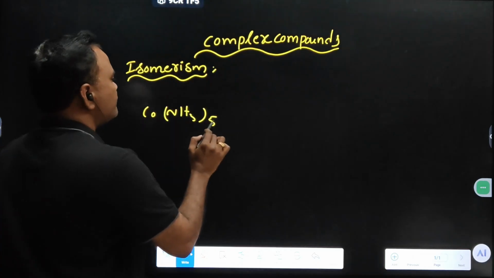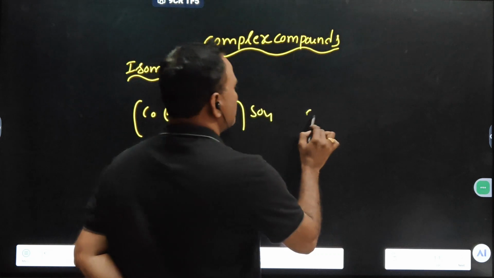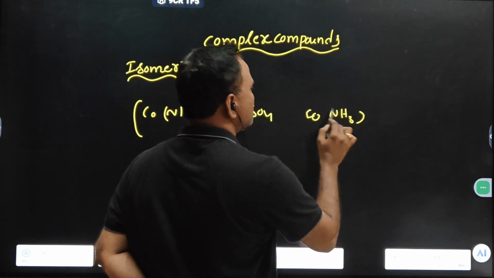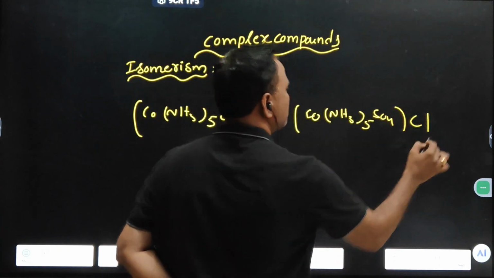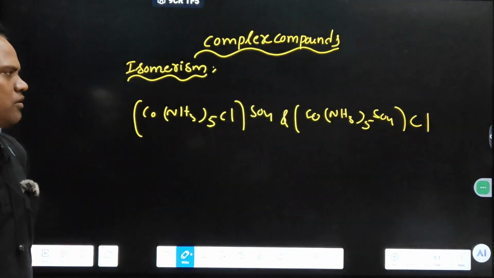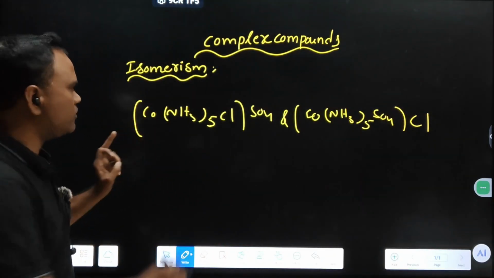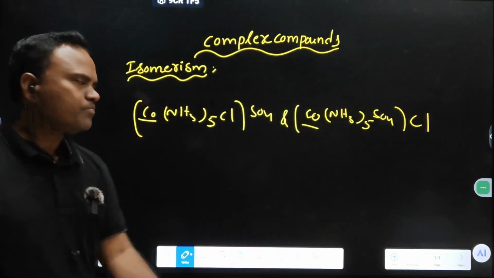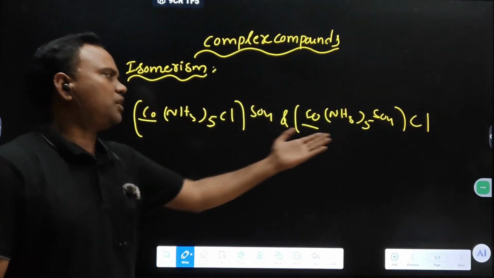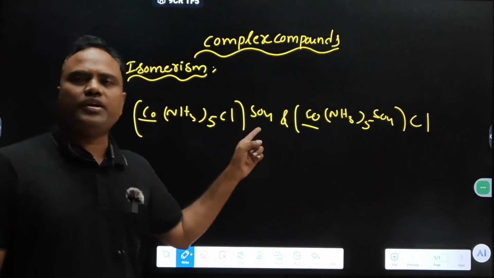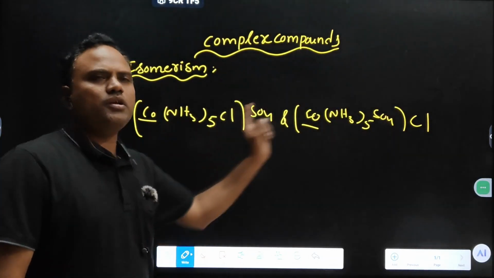[Co(NH3)5Cl]SO4 and [Co(NH3)5SO4]Cl. Both complexes are having the same formula. Why the same formula? 1 cobalt, here also 1 cobalt. How many amine ligands are there? 5. Here also 5. How many sulfate ions are there? 1 sulfate ion. Here also 1 sulfate ion. Here how many chlorides? 1. Here how many chlorides? 1.